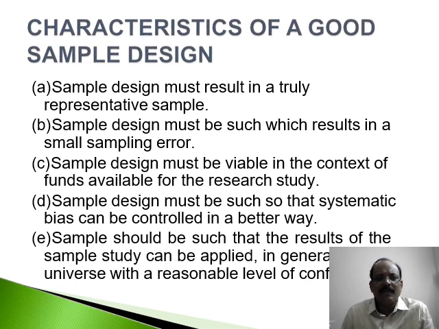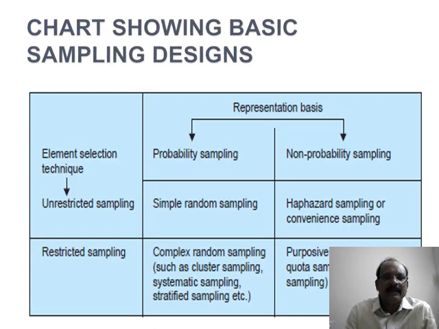The sample design must be viable in the context of funds available for the research study, and it must be such that systematic bias can be controlled in a better way. If bias is there, then you have to minimize it. Don't use bias; an unbiased way always gives good results. Then, the slide shows sampling design: representation, bias, probability sampling, and non-probability sampling.